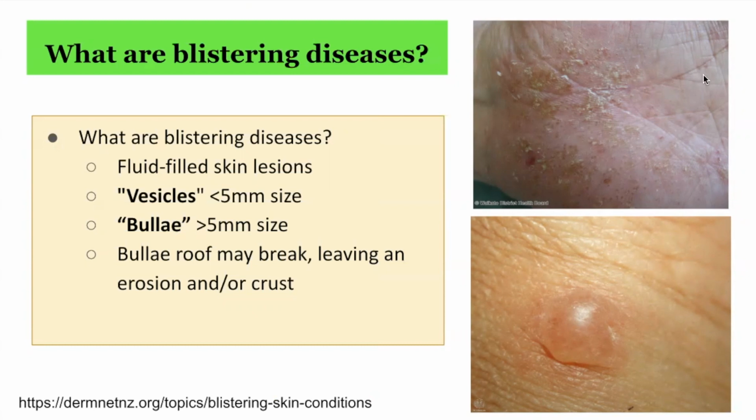In blistering skin disorders, there may be an eruption of bullae and vesicles, and this can make the patient quite ill, susceptible to fluid shifts and infections and long-term sequelae such as scarring.